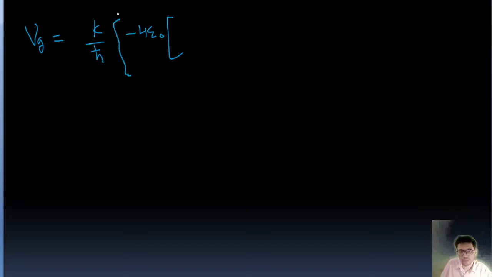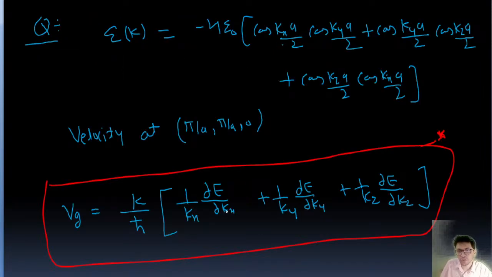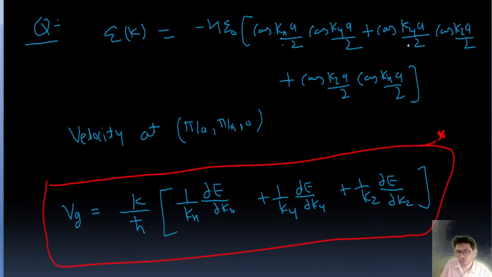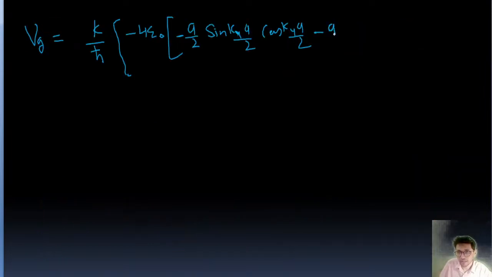minus 1 upon 4 epsilon 0 into, we'll differentiate del e over del kx, right? So we'll differentiate this with respect to kx. So this is going to be cos kx a by 2, a by 2 minus sine kx a by 2 and cos ky a by 2. This is going to be 0 with respect to kx, because there is no kx term here. This is going to be again minus a by 2 sine kx a by 2 into cos kz a by 2, right? So this is going to be minus a by 2, cos kz a by 2 will remain as it is.